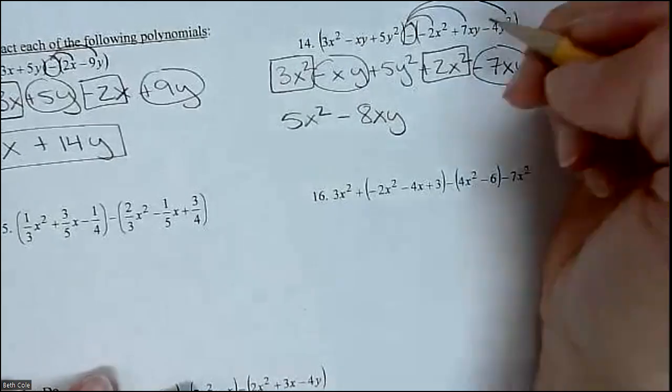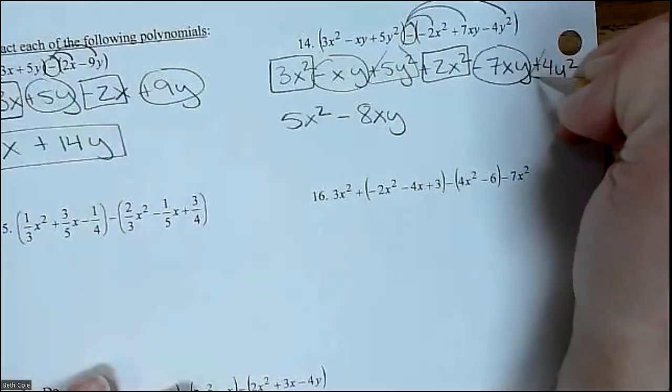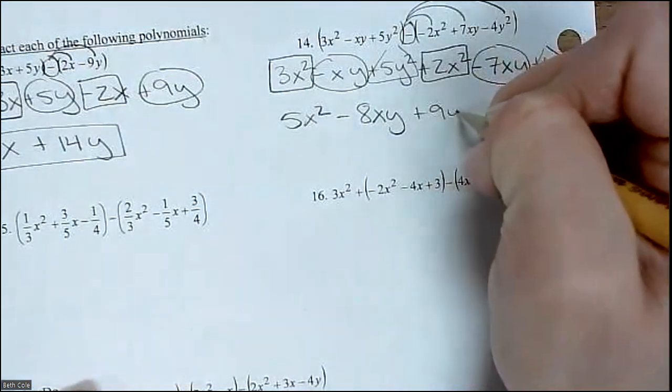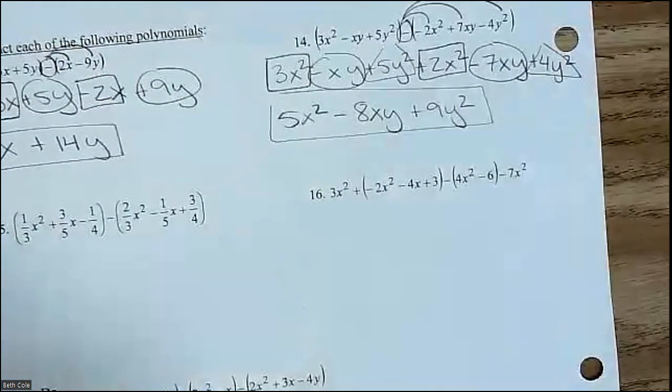Oh, good. All right, and then we've got 5y squared plus 4y squared, 9y squared. Good. This one has fractions.